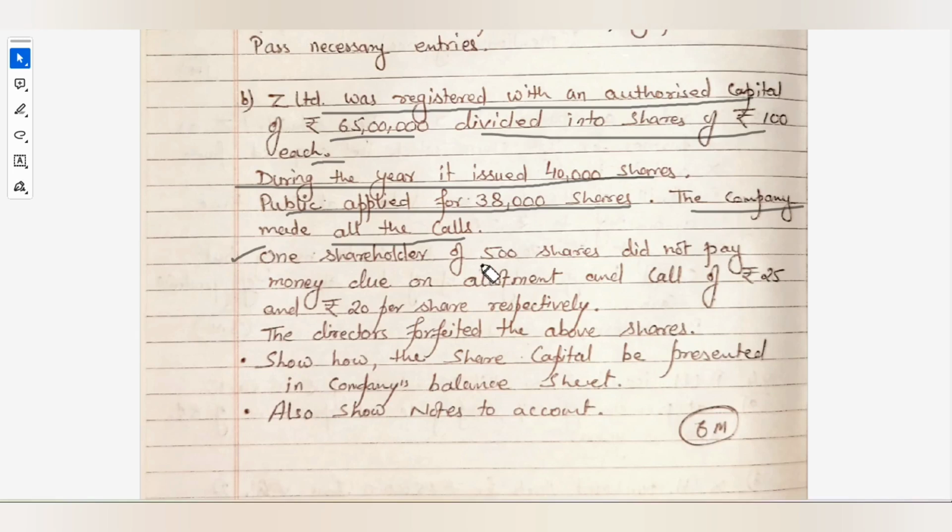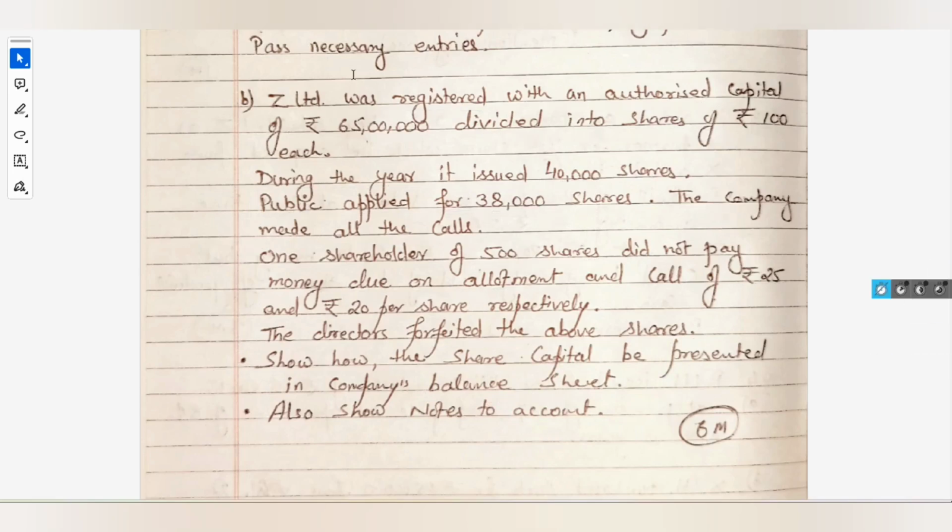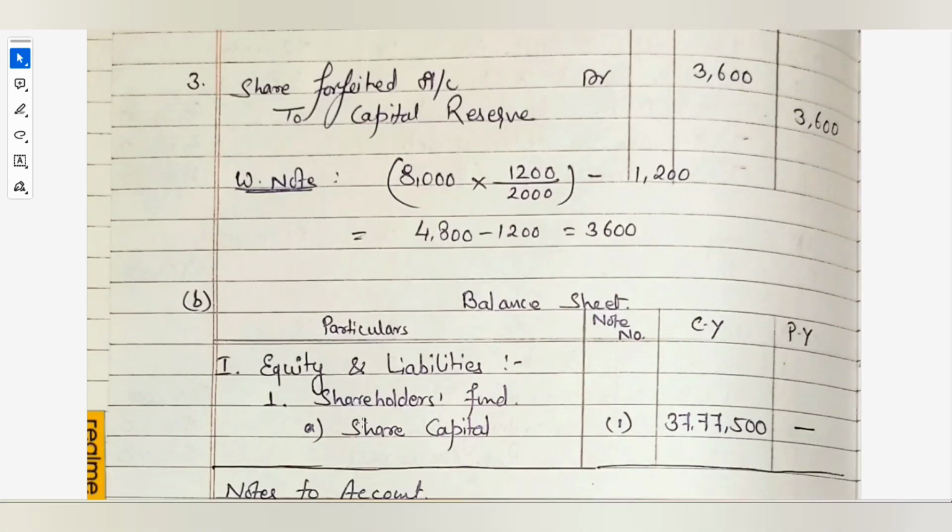Then one shareholder of 500 shares did not pay money due on allotment and call. So there is one shareholder having 500 shares who hasn't paid the amount of allotment and call, which is 25 and 20 respectively. And finally the directors have decided to forfeit the shares. And now the requirement is to show how the share capital will be presented in the company's balance sheet, and also you need to show the notes to account.